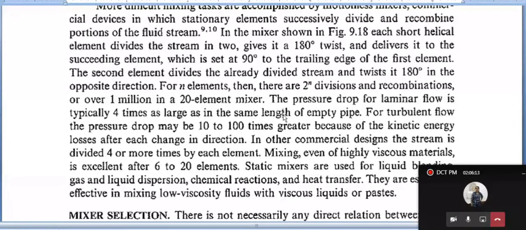The pressure drop for the laminar flow is typically 4 times as large as the same length of the empty pipe. Now, why did he bring pressure drop here? Because we have seen in fluid mechanics that the pressure drop is the only method which can tell us how much energy is consumed by the process. The fluid enters from the left hand side and goes to the right hand side. Because of friction and various factors, the energy decreases. This energy can be predicted directly only by the U-tube manometer. That is one of the tools which is available for us.